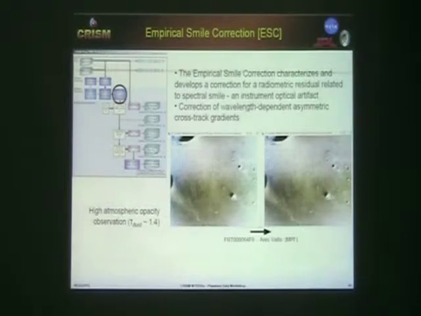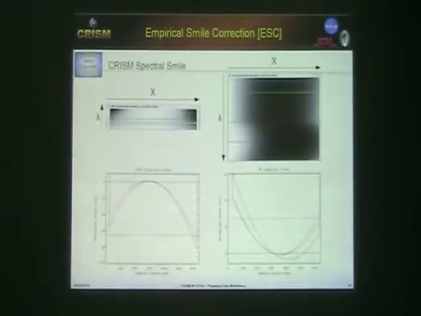The empirical smile correction looks an awful lot like a geometric correction. So instead of making things up as a function of geometry, we're making things up as a function of the change in the center wavelength of the instrument samples as a function of cross-track position. This scene was so bad that it actually ran into one of our bounds, and so the correction is a little bit incomplete, but you can see the effect. And the structure that's consistent cross-track and doesn't change along track can be successfully removed, or at least mitigated.